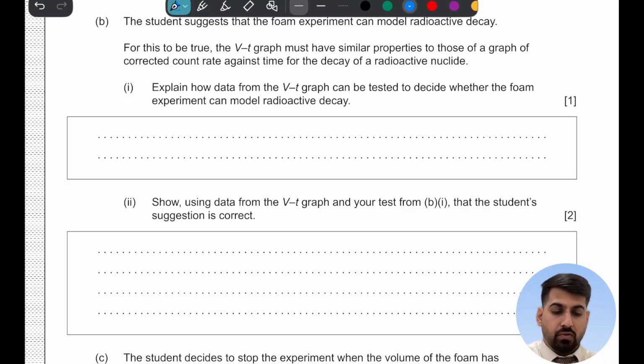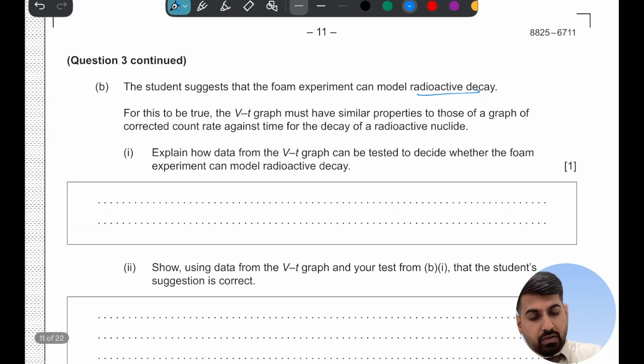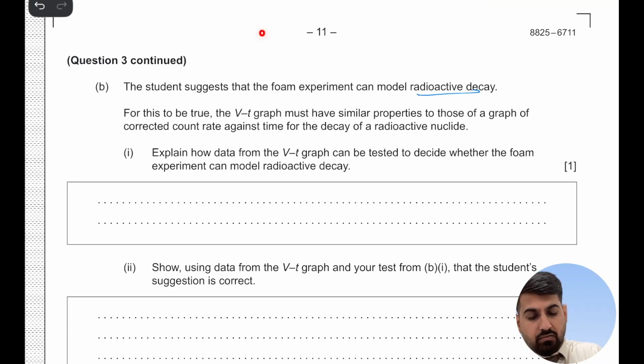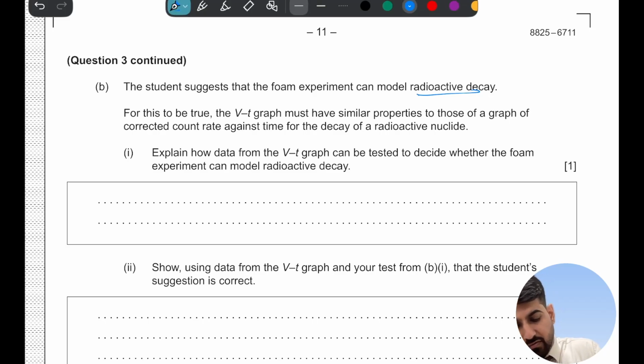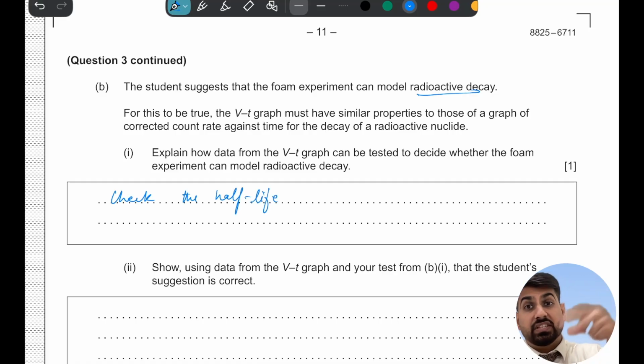Okay, so if you know about the radioactive decay part, we also have a similar curve like this, the exponential decay. So explain how the data from the V-t graph can be tested to decide whether the foam experiment can be modeled as radioactive or not. So if you know the radioactive decay process, we can simply say check the half-life. That's the easiest way to see. What is half-life? The time it takes to reach half of its initial value.